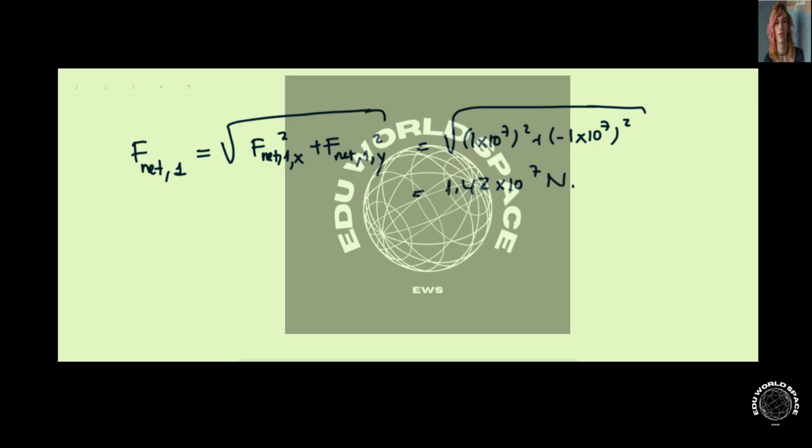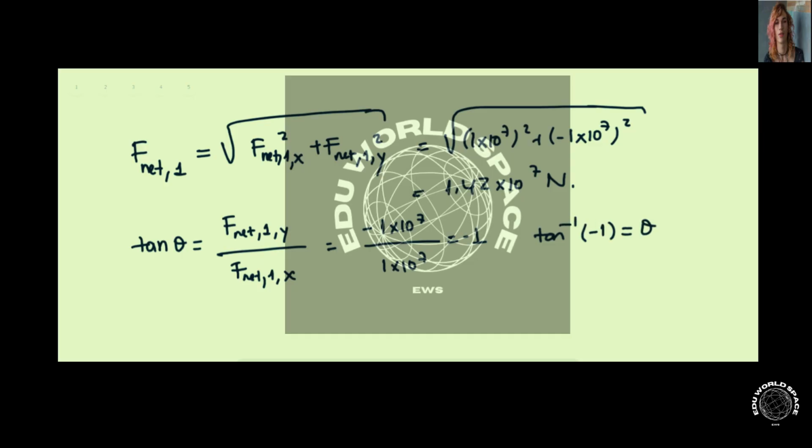And how are we going to calculate the direction? Always the tangent function. Tangent theta equals F net 1y divided by F net 1x, as you know. So F net y is negative 1 times 10 to the power of 7, and F net x is 1 times 10 to the power of 7. So from here we have negative 1 as the ratio. So the inverse tangent of negative 1 equals our theta. Theta then is equal to negative 45.